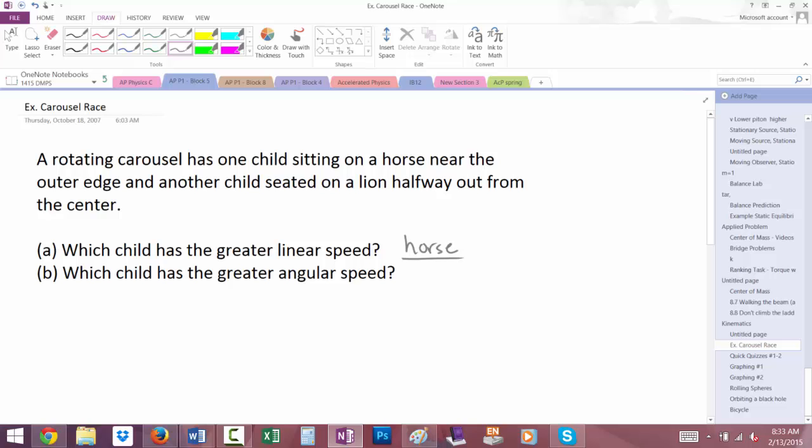Yeah. Jack, what do you guys say for B? Neither. Why? Angle is the same? Same angle, same time? Same omega, right? Yeah, yeah. So you could say neither. You could say both. I guess it depends on if you're feeling optimistic or pessimistic that day, right? But they'll have the same omega.